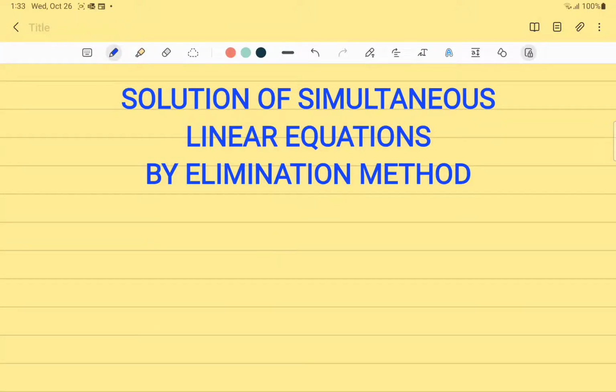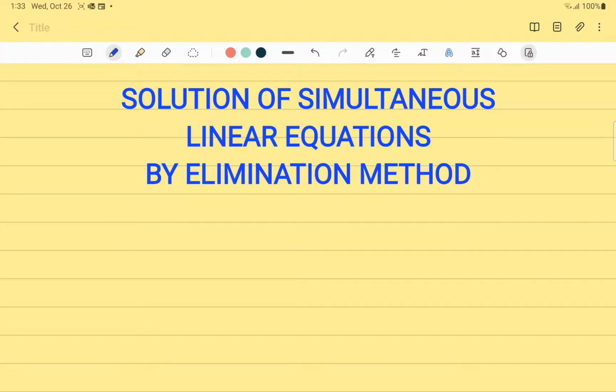In this video we are going to learn how to solve linear system of equations by elimination method. We try to eliminate x or y in this method by multiplying both or one equation by some number and then by subtracting or adding these equations.